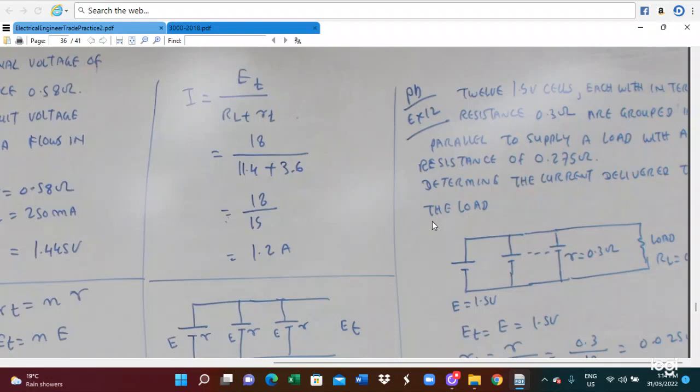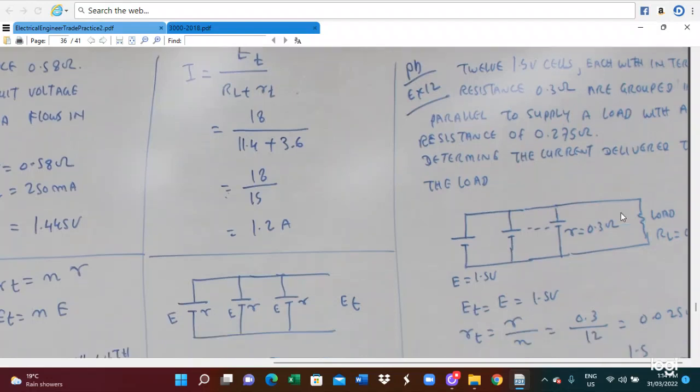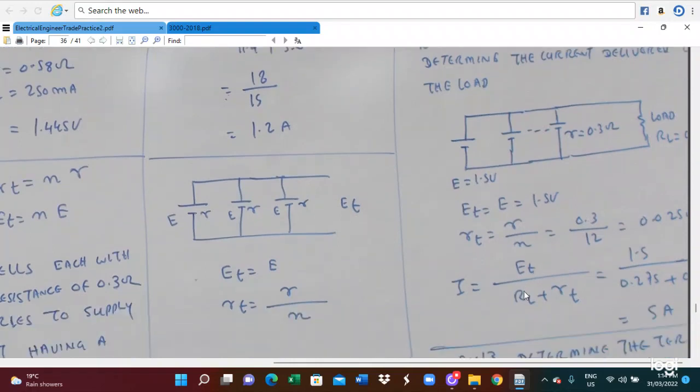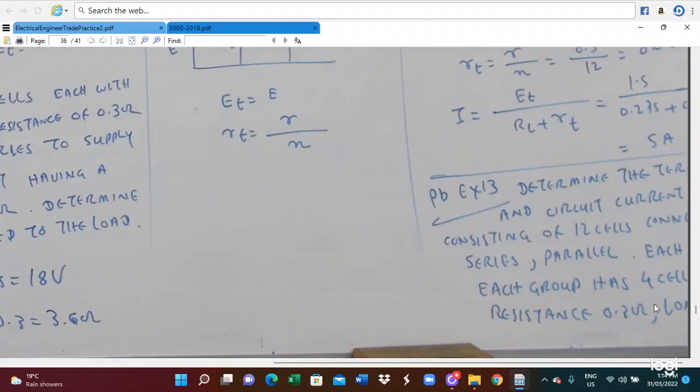So these are 1.5 volt cells, each with an internal resistance of 0.3. They are grouped in parallel to supply a load resistance of 0.275. We have to find the current. So Ed is 1.5 volt, Rd equals r divided by n. So 0.3 by 12, you get 0.025. So I equals Ed divided by R plus Rd. So 1.5 divided by 0.275 plus 0.025, you get the current is 5 ampere. So this is how we calculate it.